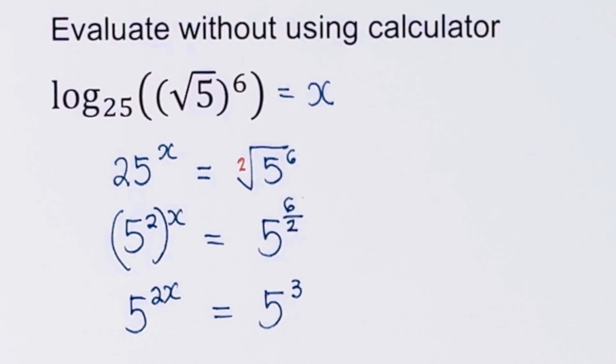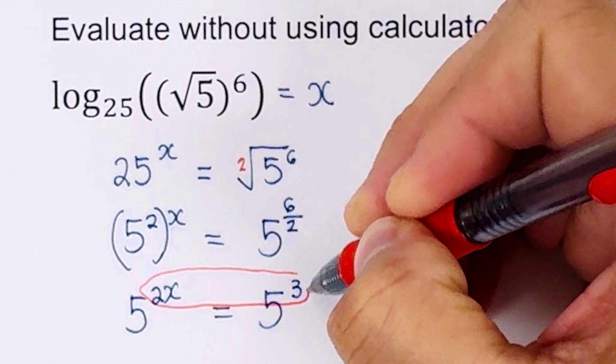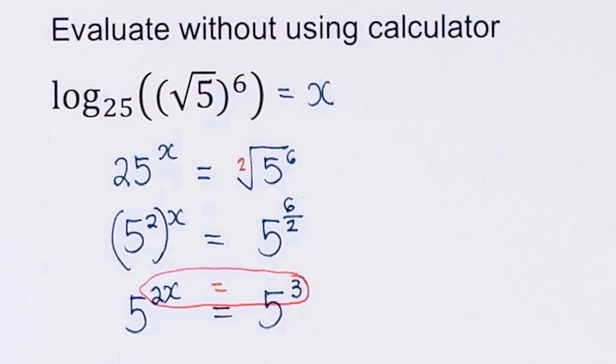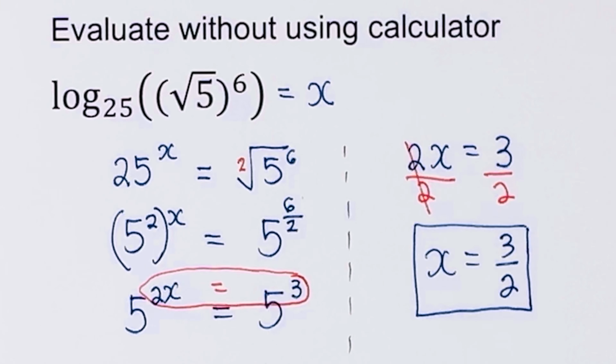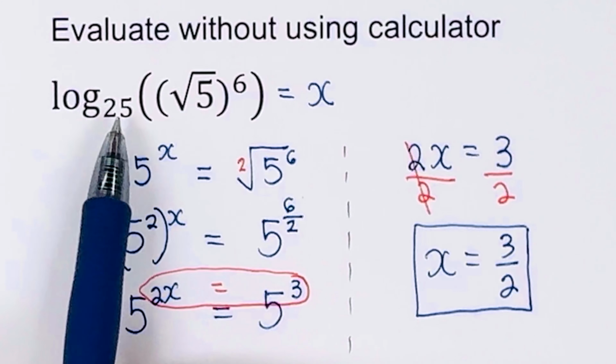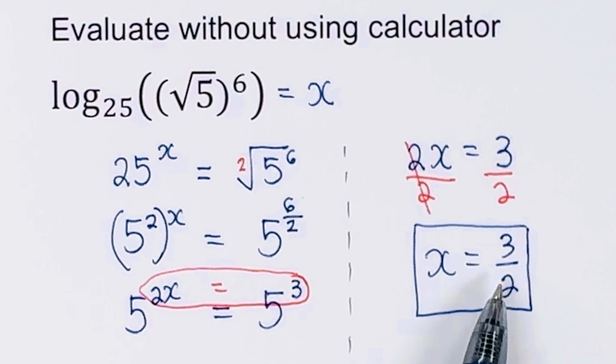Now if you notice, their bases are the same for both sides, so we can go ahead and say that their exponents are also equal to each other, and we can solve for x from there. So I'm just going to go ahead and show the work down here. So we can go ahead and say that log base 25 of the square root of 5 raised to the power 6 is equal to 3/2. Now let's have another example.